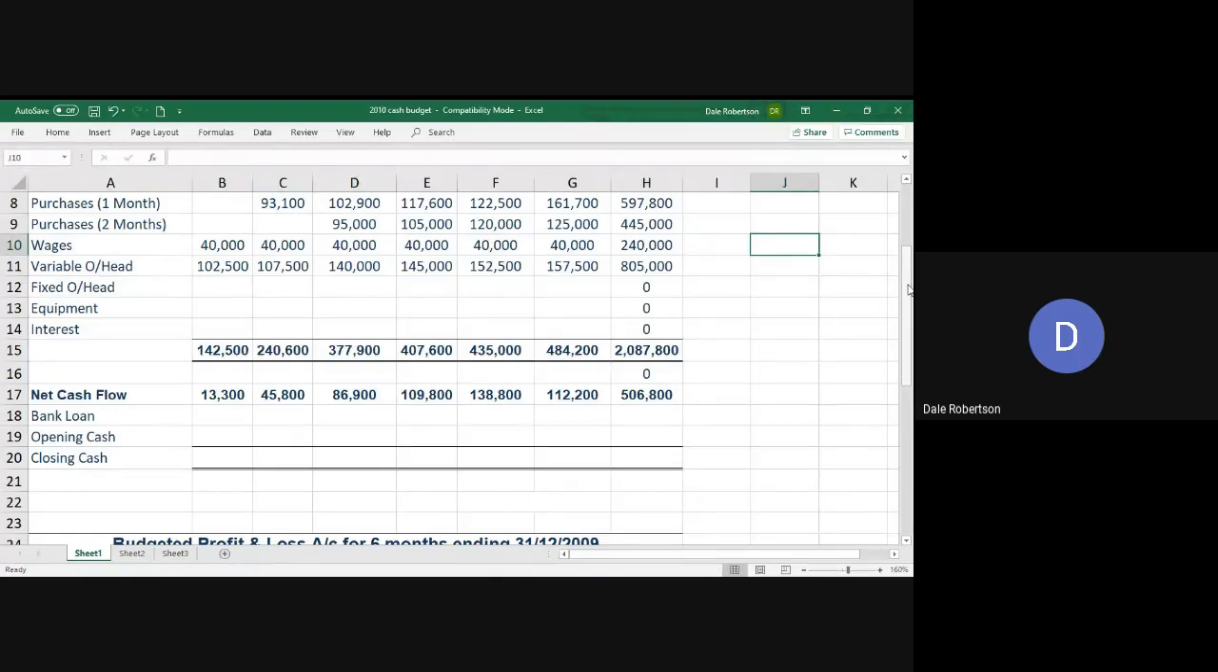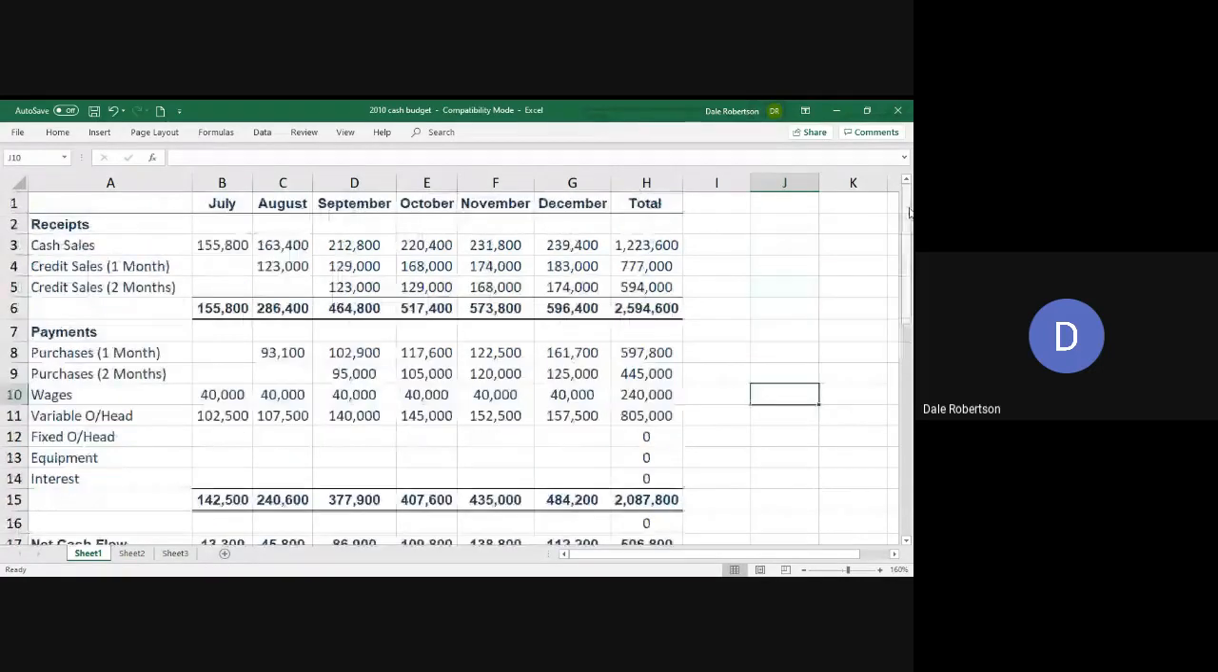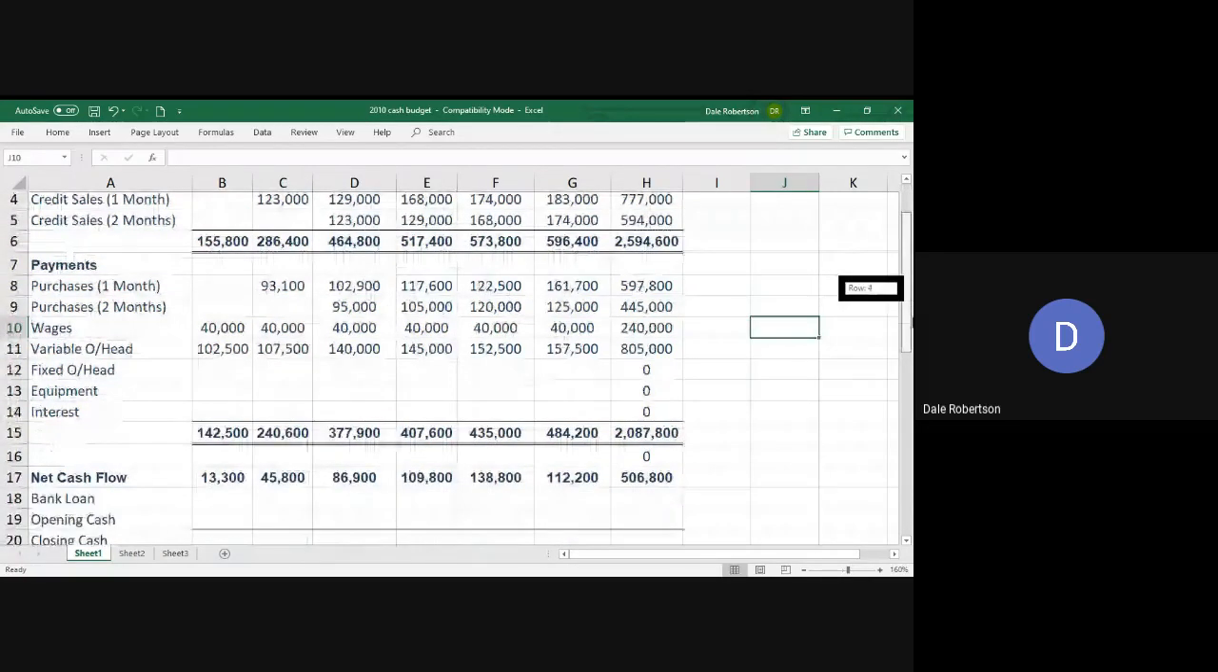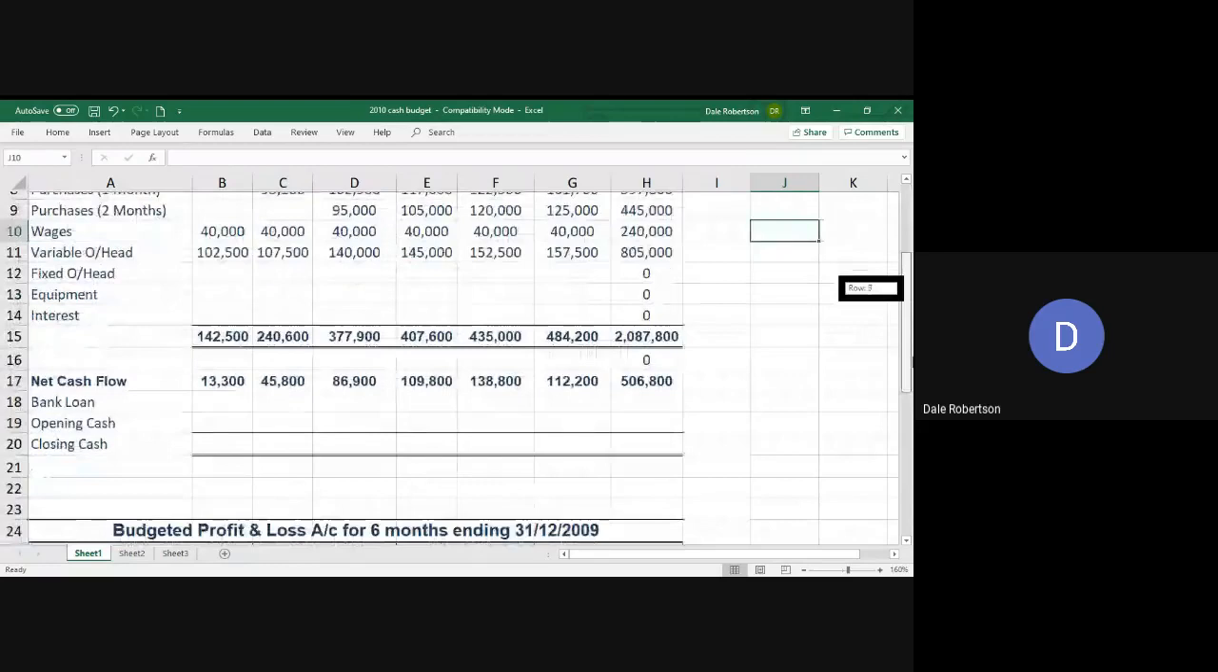Okay, so here we go with the second video about the 2010 higher level cash budget. In the first one, we went through all of the cash sales, credit sales. We talked about our purchases, 1 month and 2 months on credit respectively. Talked about the wages and the variable overheads. So now we're on to the fixed overhead.